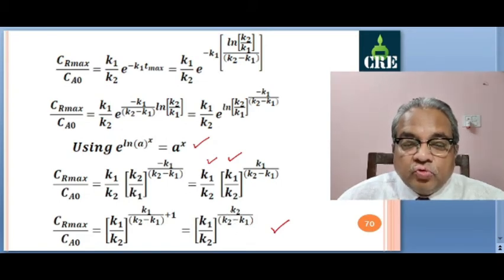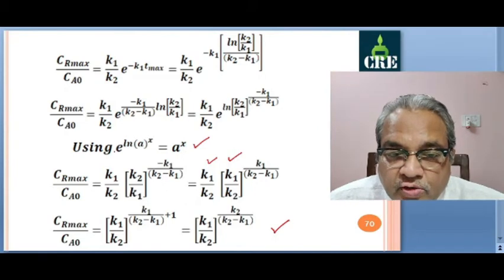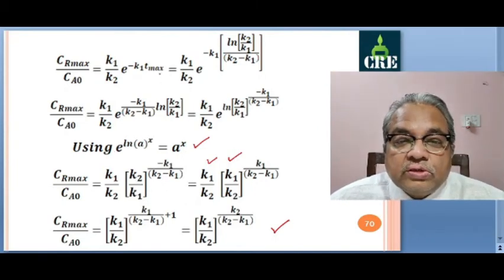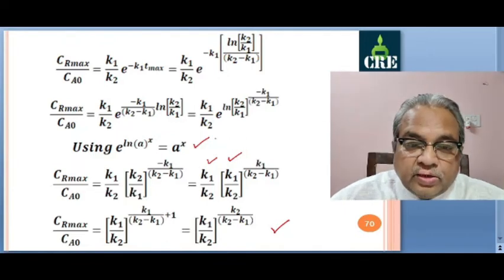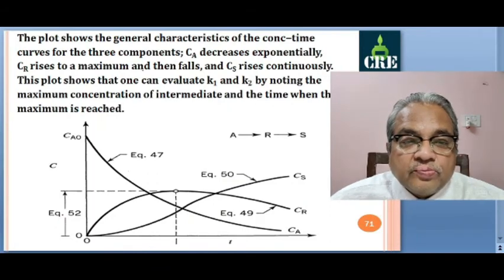That means if you know the values of k1, k2, you can find out the value of CR max knowing CA0. And once you know the value of CR max, you can always find out the corresponding value of T max. And you know what T max is? T max is ln of k2 by k1 divided by k2 minus k1. So knowing k1, k2, you can find out T max directly also. And if you make a plot, from the plot also. So we'll see this plot.